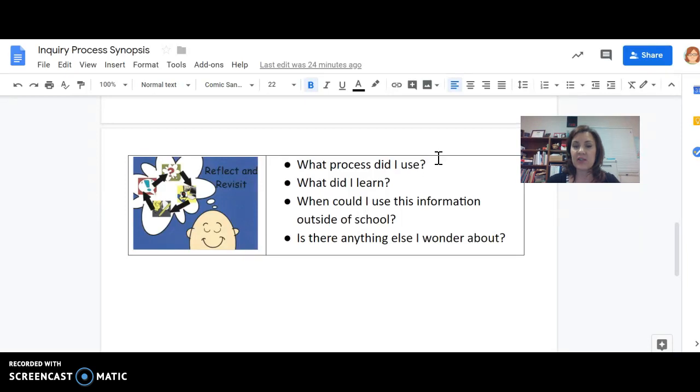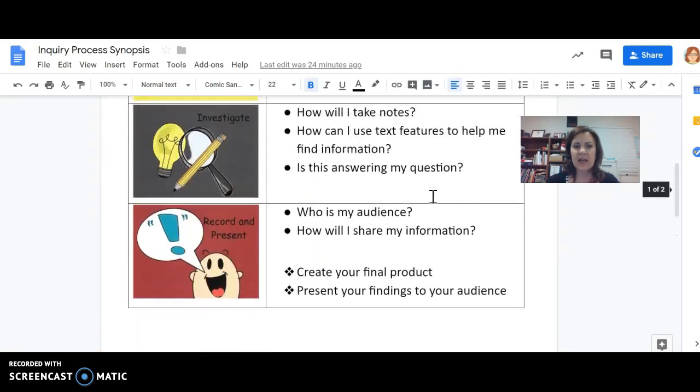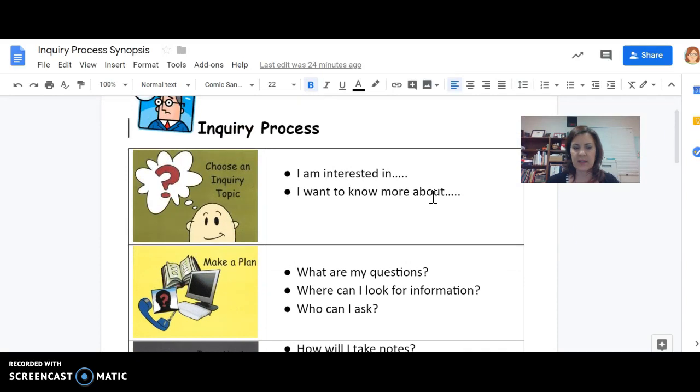What challenges did you have? What things were easy? How did you work through those challenges? And how can you apply what you learned to whatever the next thing you want to wonder about? So this is the entire inquiry process. Today we're really just focusing on the first 2, picking the topic and making a plan.